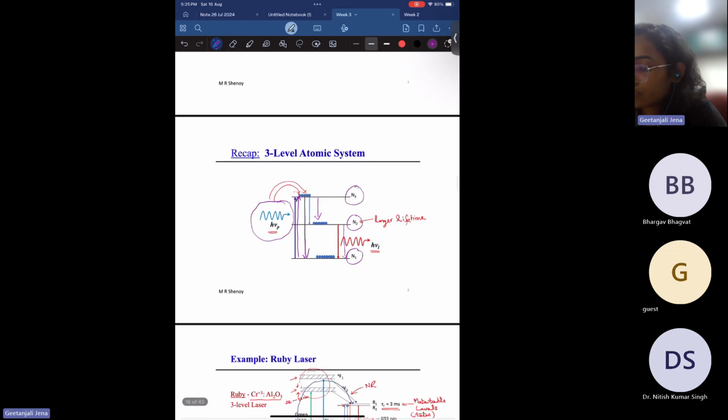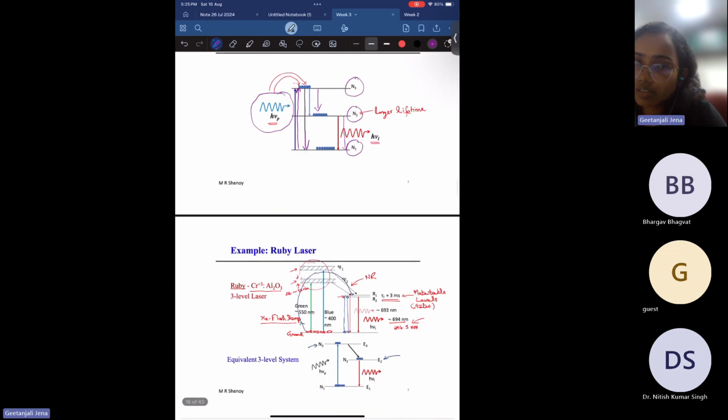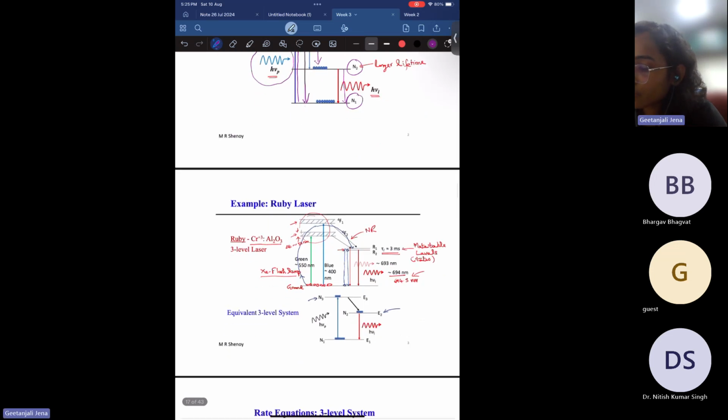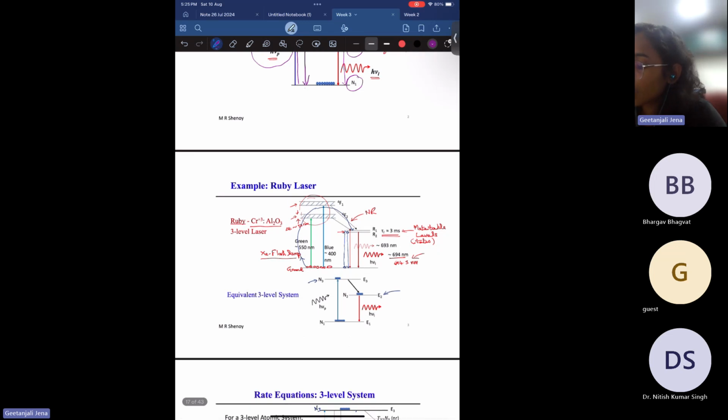So in this system, one example of this 3-level system is the Ruby laser. We'll discuss the Ruby laser in detail in our next section, but for now, let me give you a brief introduction. The Ruby laser can interact with 2 pumps, one which is around green and one around blue light.